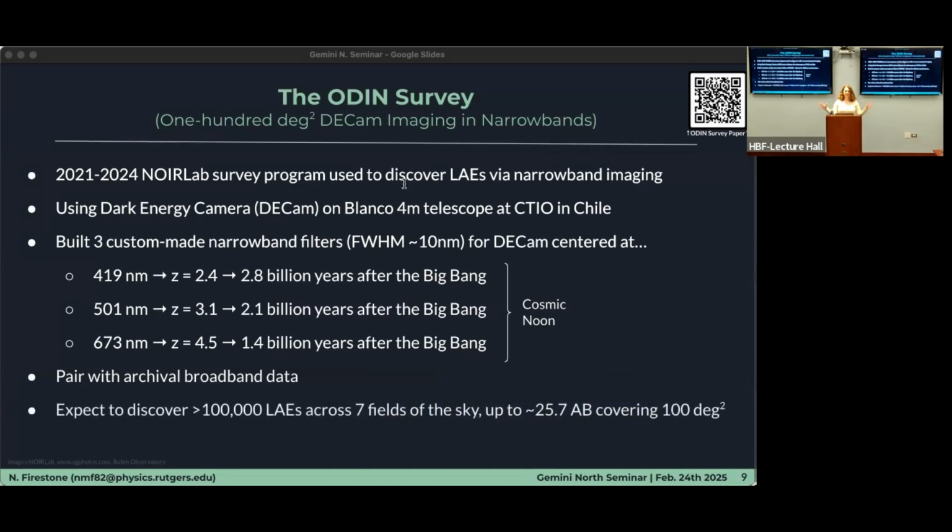And when all this is said and done, we expect to discover over 100,000 LAEs across 7 different fields of the sky, covering, as you might have guessed, roughly 100 square degrees.